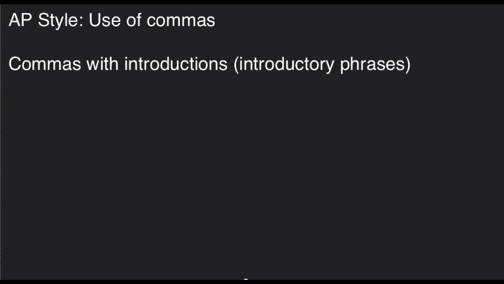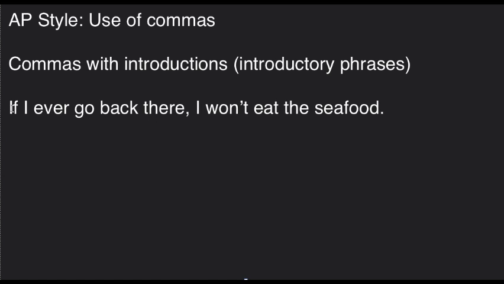What I mean by this is if you have a sentence in which the first phrase is not the subject and the verb of the main clause. In other words, this is the part of the sentence that would make it a whole sentence on its own. I won't eat the seafood. Okay, we've got a subject, I, we've got a main verb, will not eat, we've got a direct object. This is a complete sentence.